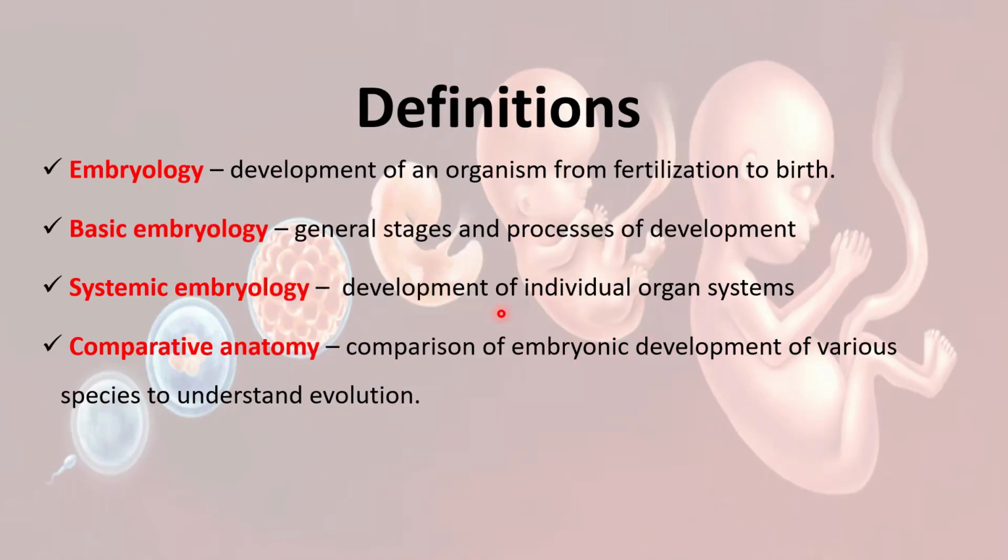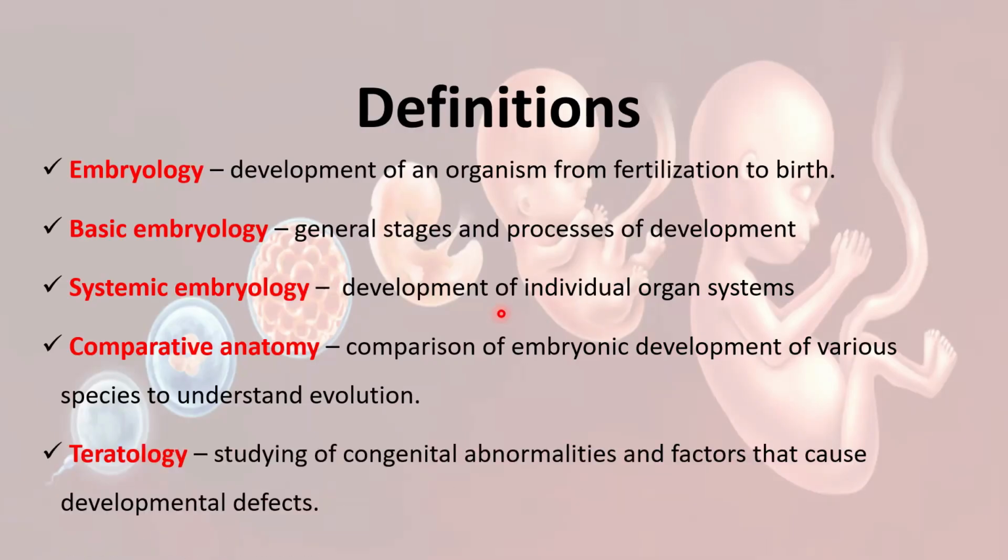For comparative anatomy, of course, it has the word comparative, which is compare. So you're comparing the embryonic development of various species to understand evolution. You can study the development of the human embryo vis-a-vis the development of the embryo of a monkey. So that is comparative anatomy or primatology. It's a branch of primatology, but it's under embryology. So in comparative anatomy, you are comparing embryonic development of various species to understand our evolution.